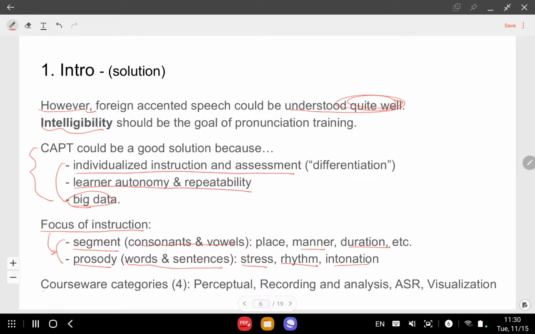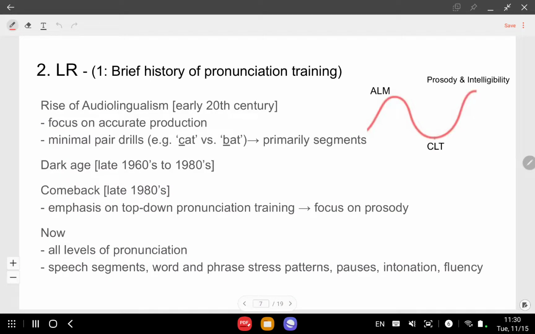Okay, and there are four different categories of courseware for pronunciation training. First one, perceptual training. Second, recording and analysis. The author says this is a basic way of training. And the third one would be ASR, which is an abbreviation for automatic speech recognition system. And the fourth and last one would be the visualization technique. So yeah, that's all about the introduction.